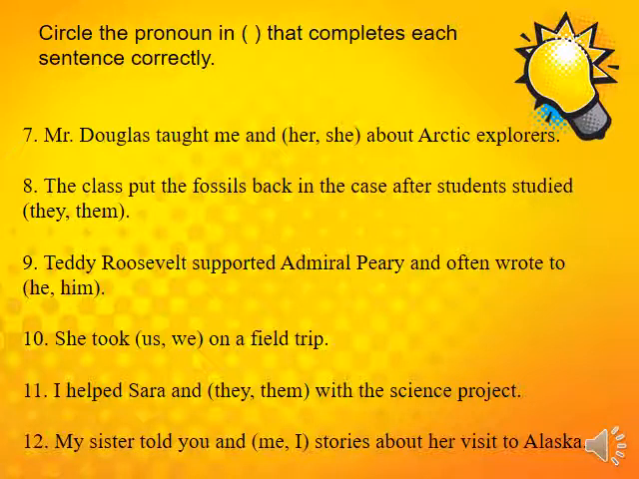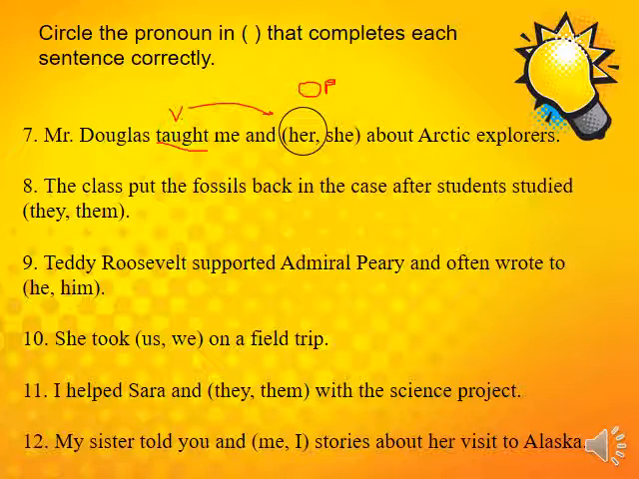Circle the pronoun in parentheses that completes each sentence. It's the same question. Number 7, Mr. Douglas taught me and her or she about Arctic explorers. Here taught is the verb, so after the verb what do I need? Subject or object? I need an object pronoun. Which one here is the object pronoun? Her or she? Her.